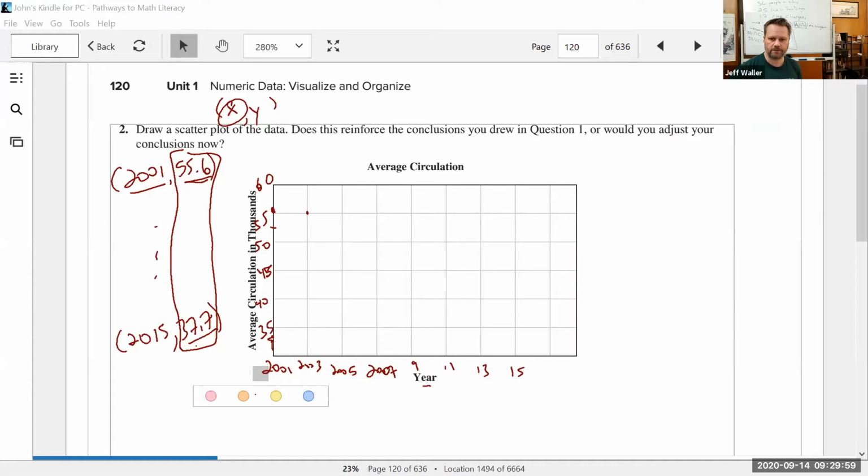You just plot the points. So 2005 was supposed to be at 53.3. 2007 is at 50.7. 2009 is at 45.7. 2011 is at 43.4. 2013 is 40.7. And 2015 is 37.7. So it's definitely not linear, right?